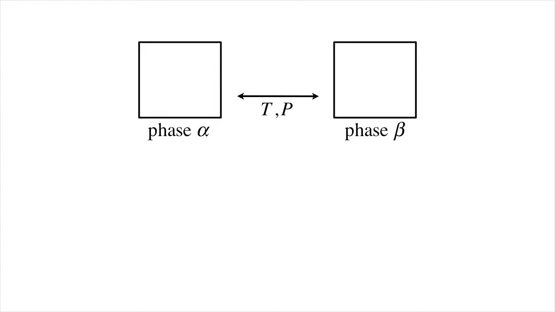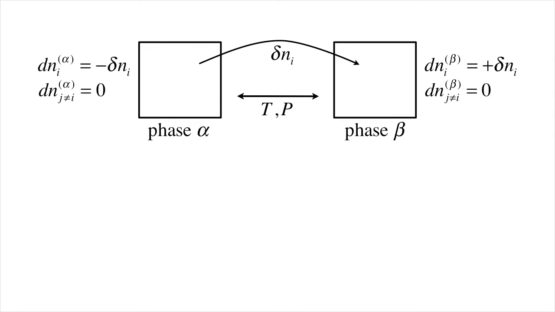To understand this, consider two phases, alpha and beta, at equilibrium at a common temperature T and pressure P. Imagine we transfer a differential amount of one species, dn_i, from one system to the other, while leaving all the other species in place. This will cause a differential increase in the moles of species i in phase beta, and an equal and opposite reduction in the moles of i in phase alpha, while the moles of all the other species, j not equal to i, remain constant. When this happens, we need to consider two things.